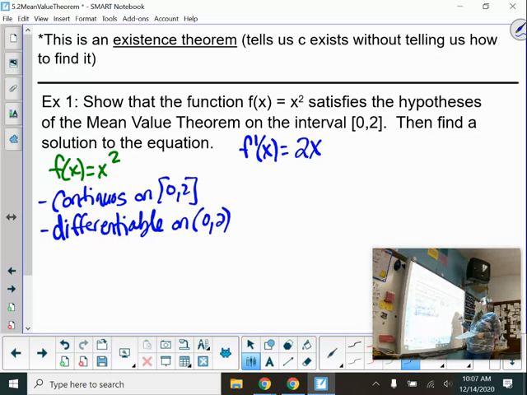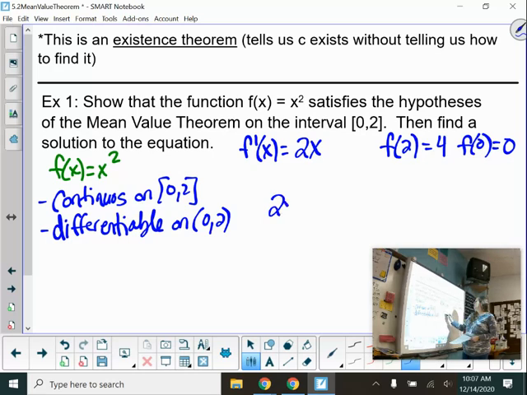And then I also need to find the average slope from 0 to 2. So f of 2 is 4. f of 0 is 0, and then I'm going to set these equal. You can use c in place of x if you would like to. You don't have to, though. You can just use the x if you want to, but I know they use c as the value there.